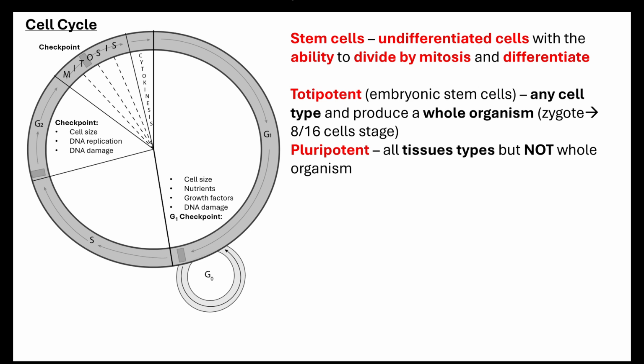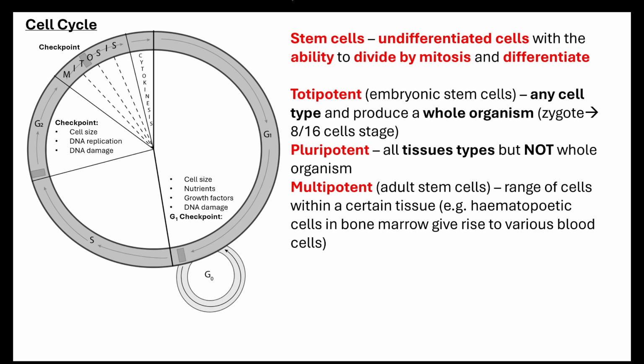So as we start to move through the development into the point where the fetus is ready to be birthed, once we have been birthed, what will then happen is we class our stem cells as being adult stem cells. Now, they are now multipotent, so they can give you a range of cells within a certain tissue. For example, the hematopoietic stem cells in your bone marrow give rise to various blood cells, but they cannot give rise to any type of tissue or any type of cell.